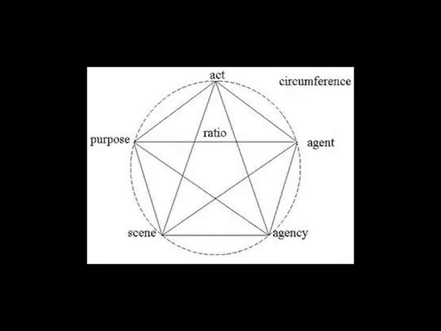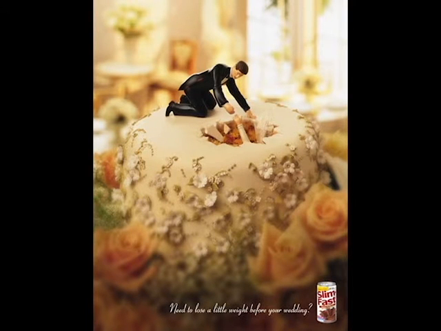The pentad allows you to categorize the elements of the image and then helps you decide the most important aspects. Ratio analysis allows the viewer to choose the most important terms and weigh them against each other and to explicitly show how the dominant element affects the subordinate element. For example, the agency, the weight of the bride, affects the act, the bride falling through the floor. Here the agency is the dominant element and the act is the subordinate element.